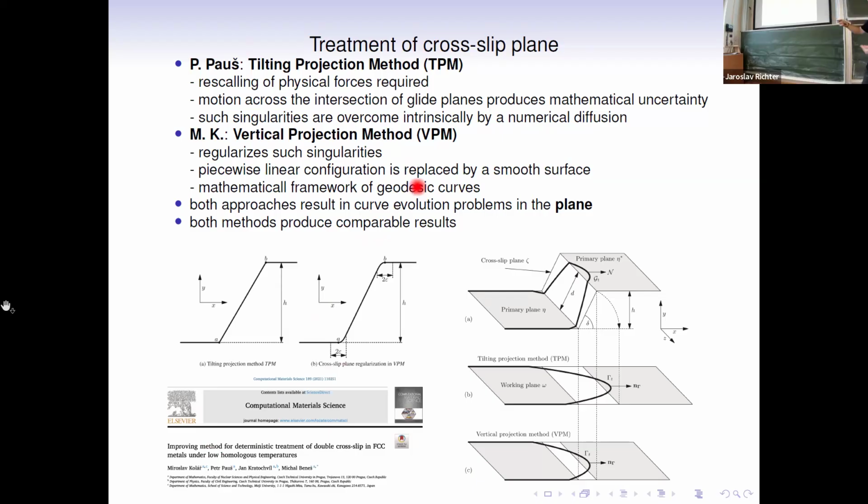And our aim was basically to confirm that the calculations by such a naive method are valid. So both of our approaches actually result in the problem of evolving curves in the plane, and both of our methods can produce comparable results. Even though you can see these two curves are a little bit different, they predict the same occurrence of the cross slip, and that's what is important.